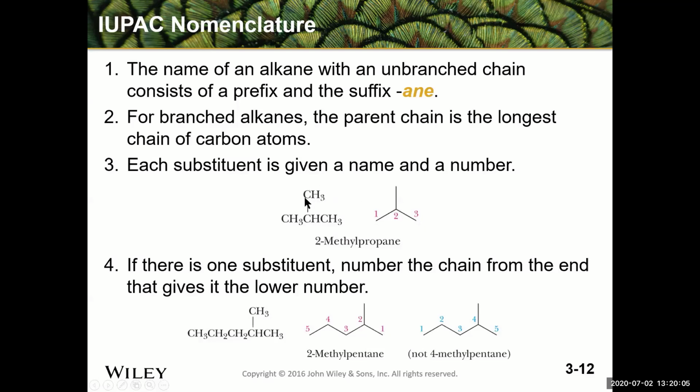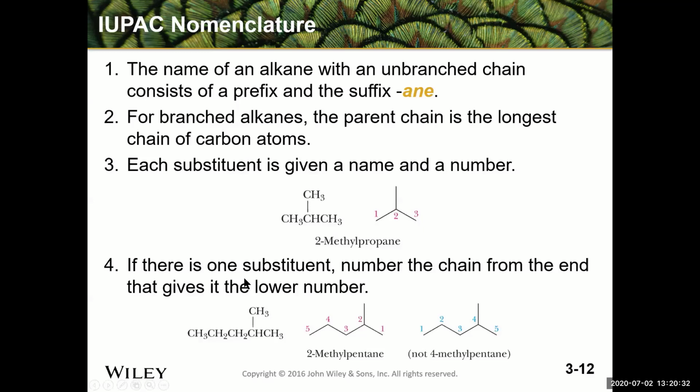You give the name of the alkyl group. So what you do is you put a 2, the name of the alkyl group, 2-methyl, and then the name of the parent hydrocarbon. So 1, 2, 3, the parent alkane with 3 carbons is propane. So 2-methylpropane.